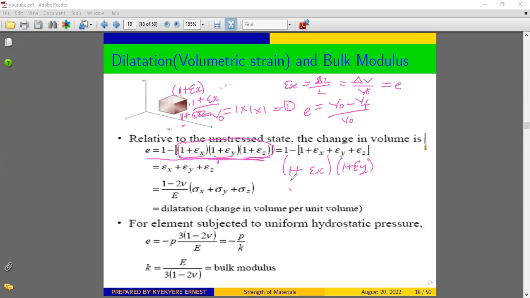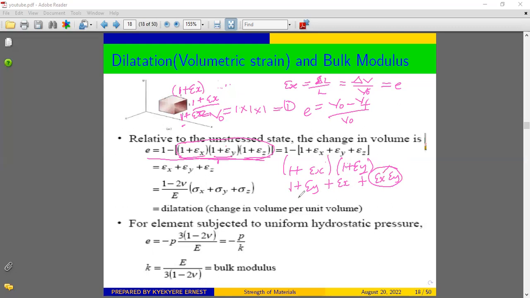From here, we are going to get 1 times 1, which is 1, plus 1 times epsilon y is epsilon y. Epsilon x times 1 is going to give us epsilon x. And then we have epsilon x times epsilon y. So we are going to get epsilon x epsilon y. But we are saying that the value of these strains are very small. Therefore, epsilon x times epsilon y, because they are very small, their values can be neglected.